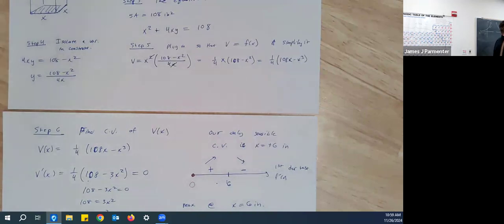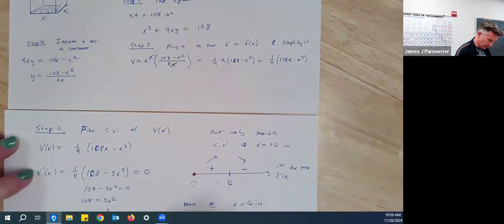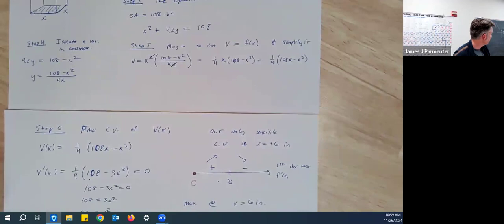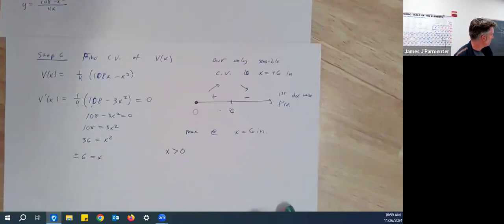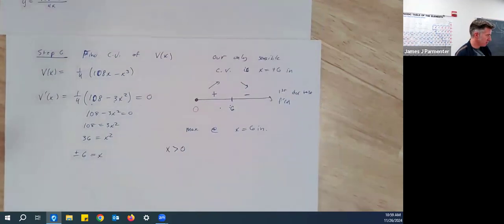But the explicit domain is the stuff that makes sense. If you're talking about a situation where x should be a positive value, then oh yeah, x can't be negative. So here our explicit domain is, well, we know two things. We know that x should be greater than 0. And it can't actually be 0, otherwise the volume would be 0.